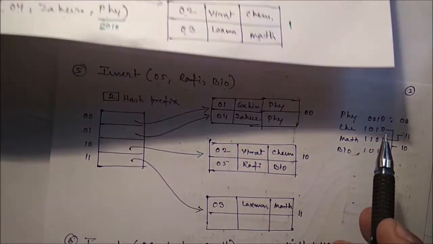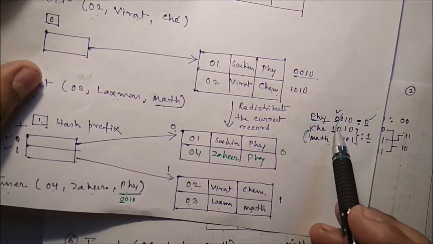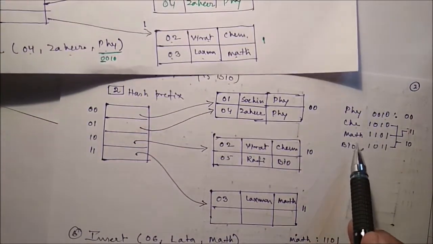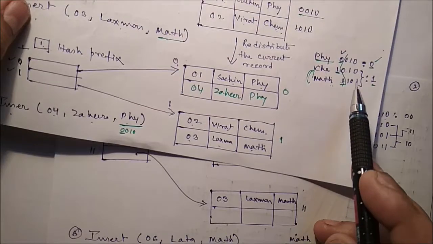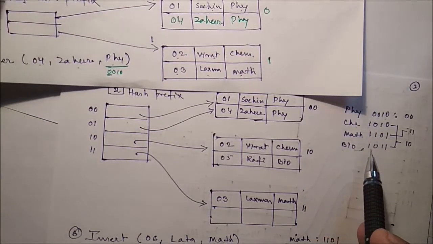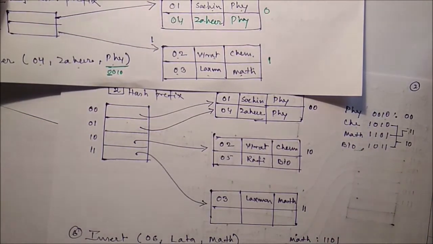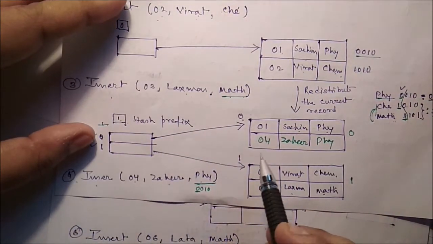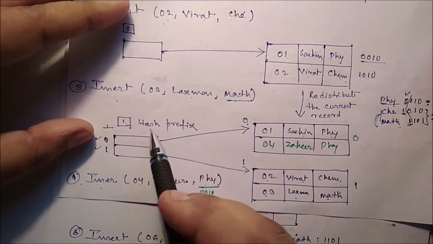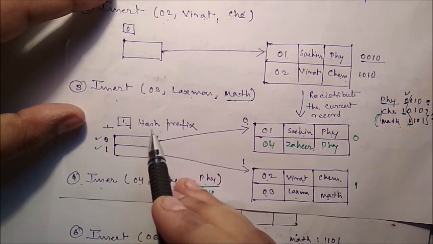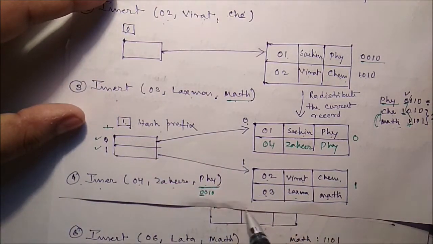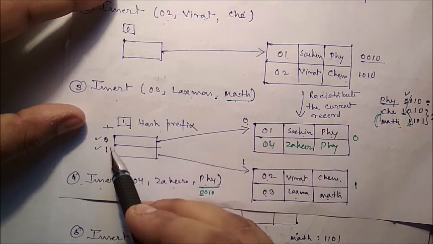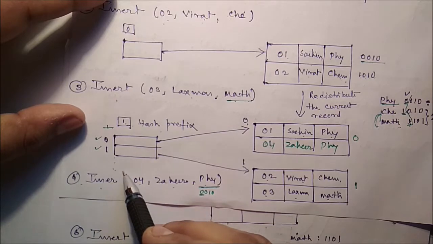Physics is 0010, chemistry is 1010, mathematics is 1101, and biology is 1011. Now suppose we want to insert one more record. Where can we store it? Because the bucket is full, we need more combinations and we have to increase the bucket size.